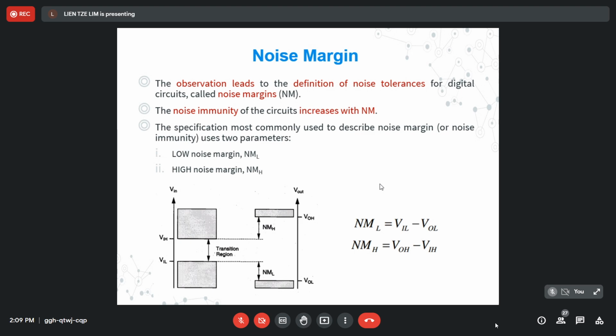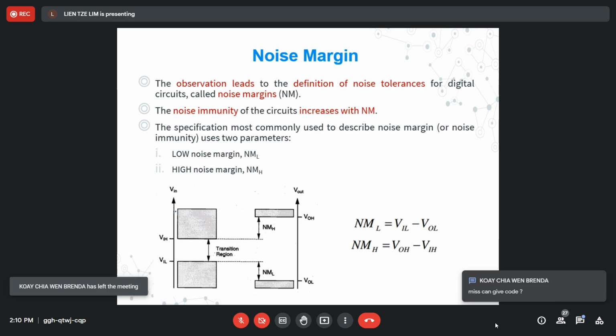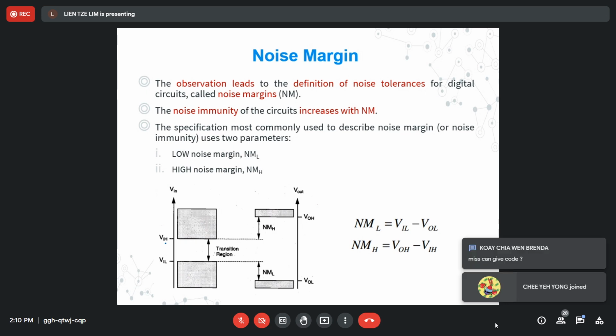On this slide, as you see, there is a diagram. This diagram shows the input level and output level. There are four different voltage levels as you see in the diagram: two are the input, two are the output. All these voltages we call critical voltages.